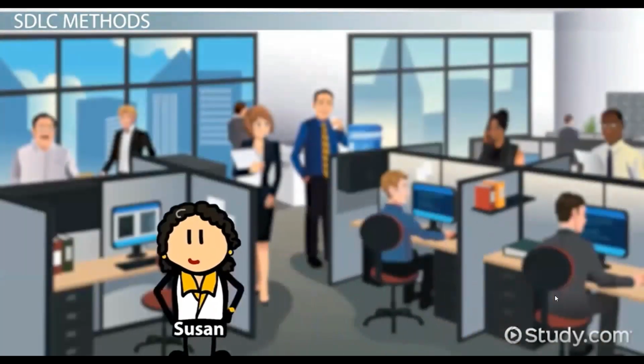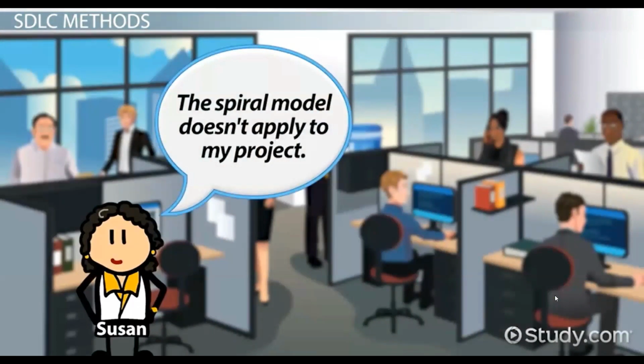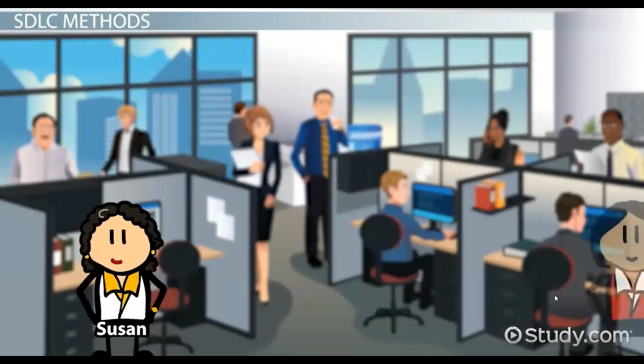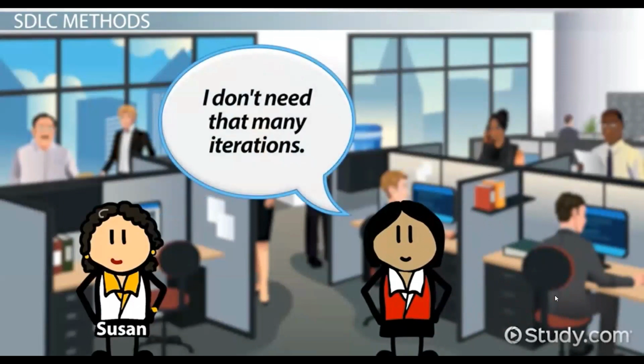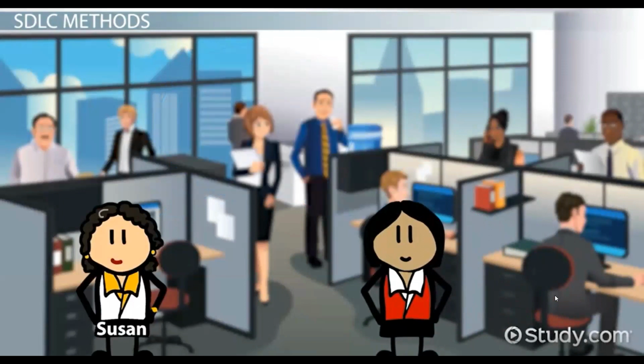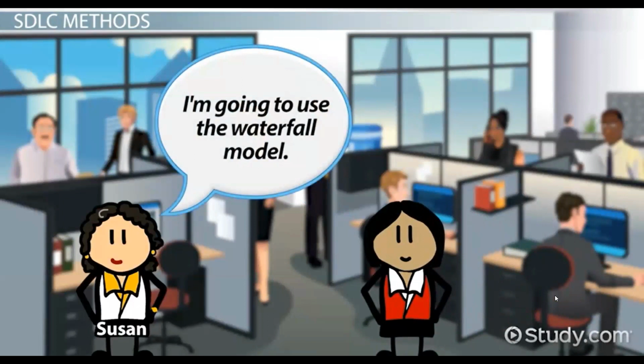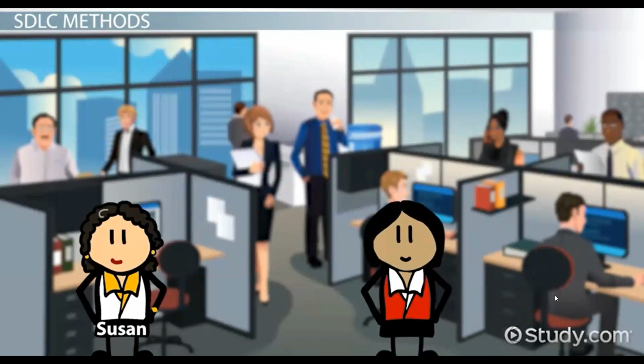implementation. Susan decides the spiral model does not apply to her project because a prototype does not meet her customer's requirements. The iterative model would provide too many versions of the software, and the customer does not require these iterations. Susan decides to use the waterfall model to implement her project, which means that each phase of the SDLC must be completed before the project team works on the next phase.